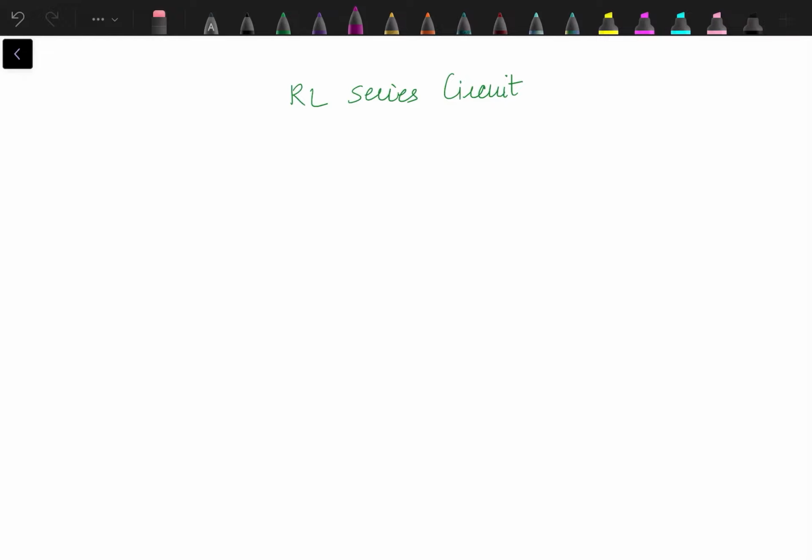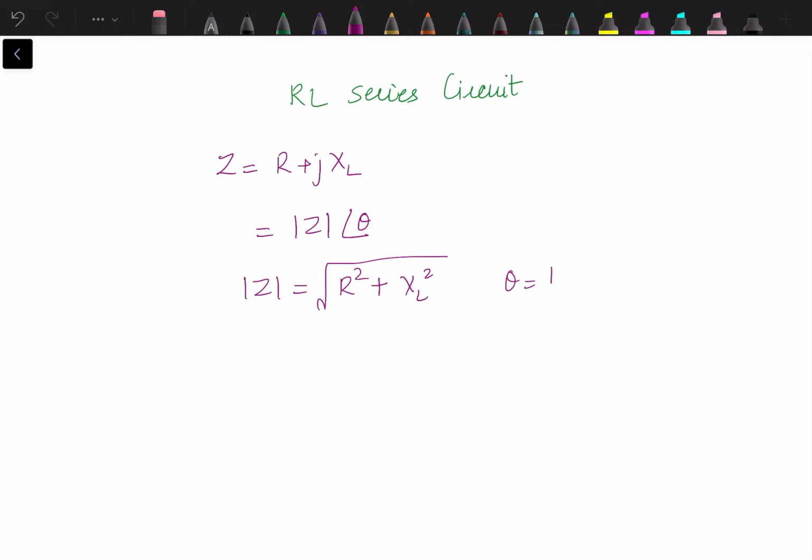In AC series circuits, we express the impedance as R plus j XL, which is also written as Z angle theta, where magnitude of Z is square root of R square plus XL square, and theta is tan inverse XL by R. And in case of RL series circuits, current I is taken as reference.